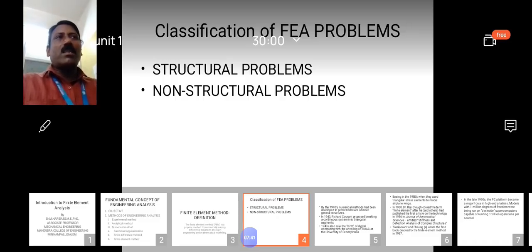What are non-structural problems? In non-structural problems, the temperature or fluid pressure at each nodal point is obtained. By using these values, properties such as heat flow, fluid flow, etc. for each element can be calculated. This is called non-structural problems.